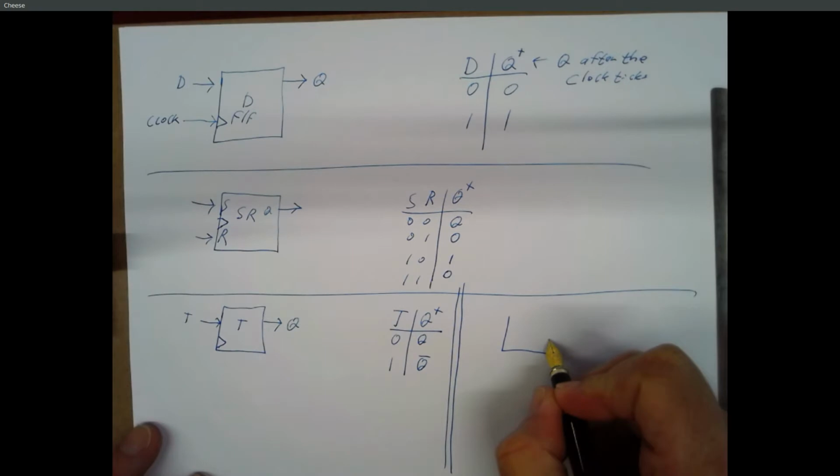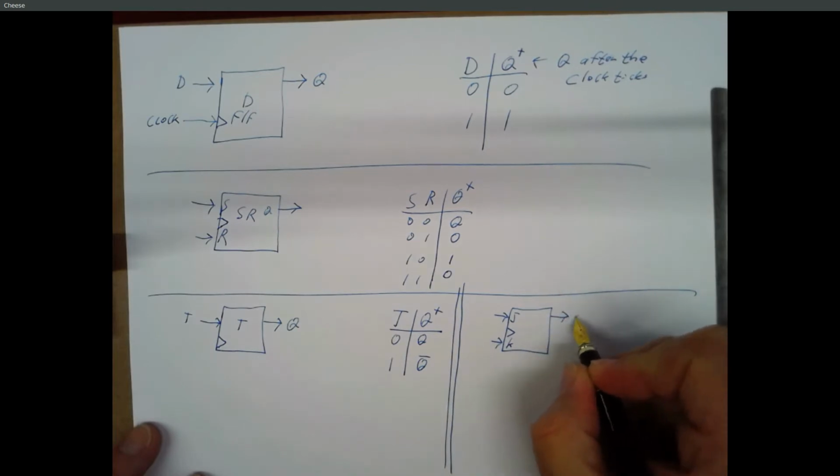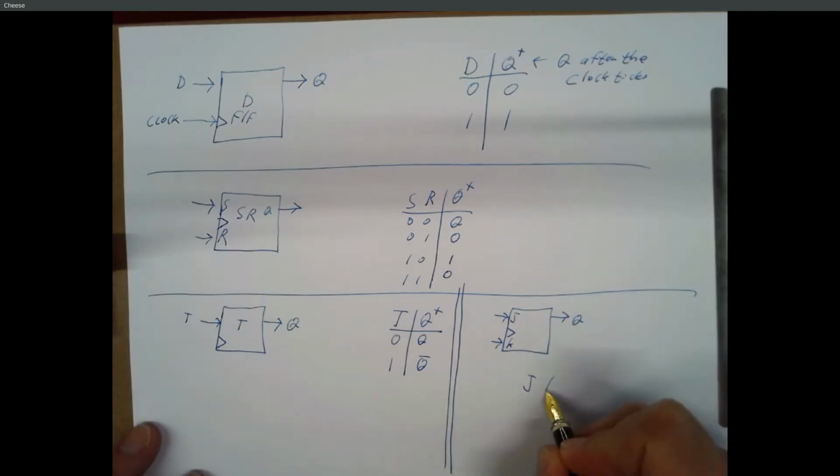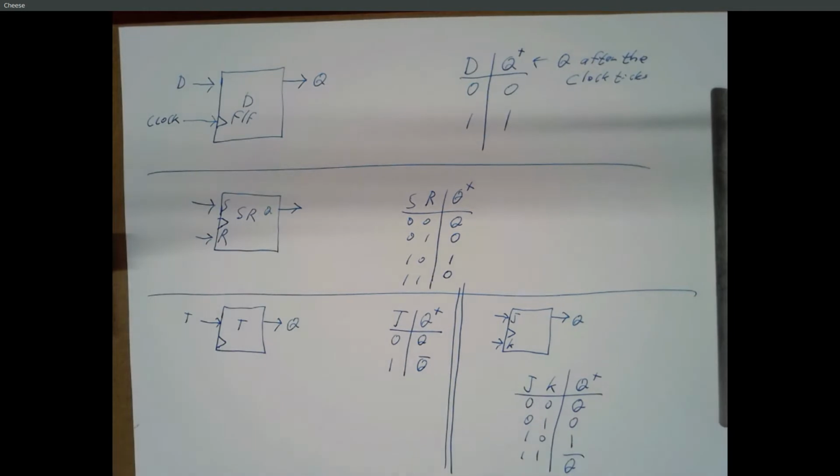And then the best flip-flop of all is the JK. And it starts off like an SR. 0, 0 doesn't do anything. 0, 1 resets, 1, 0 sets, but then 1, 1 acts like a toggle. And so the new value of Q will be the opposite of the old value, the complement.